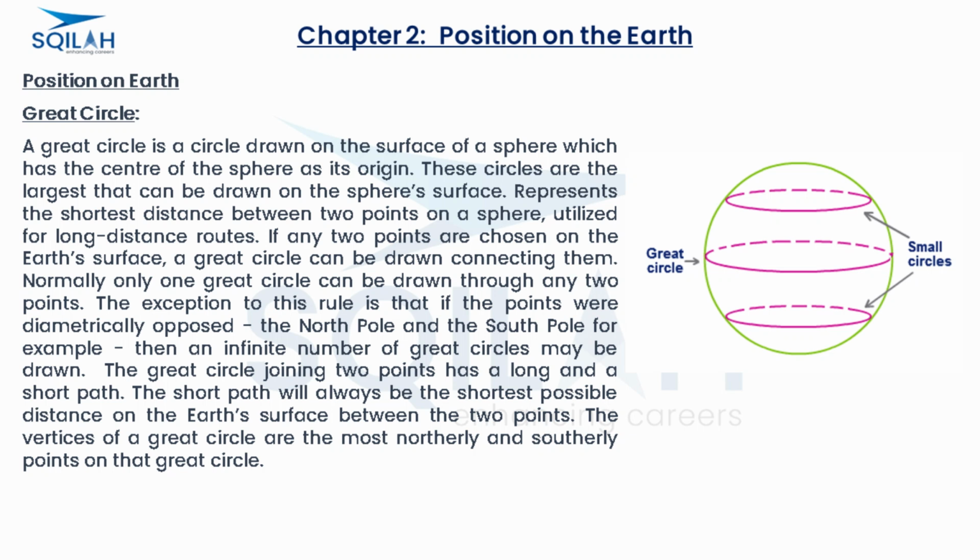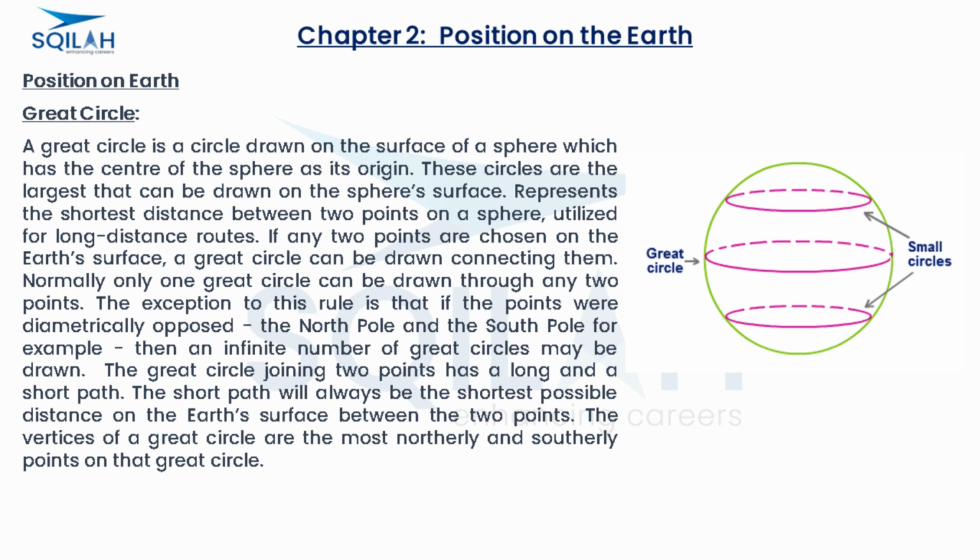Great Circle. A great circle is a circle drawn on the surface of a sphere which has the center of the sphere as its origin. These circles are the largest that can be drawn on the sphere's surface. It represents the shortest distance between 2 points on a sphere, utilized for long-distance routes.